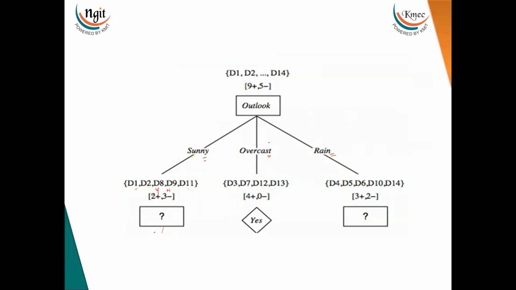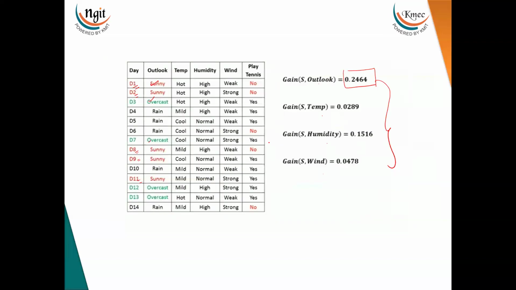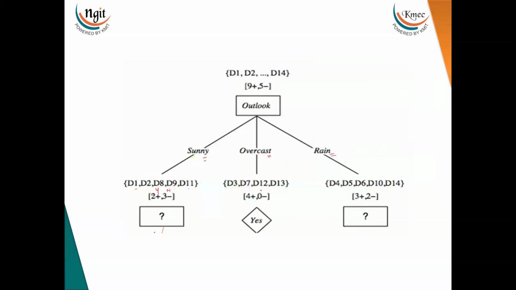Then coming to the overcast, look at this table. Overcast we have D3, D7, D12, D13. The same thing I have written here. In this we have 4 plus 0 minus. That means we have only one outcome, that is yes. So it has reached the leaf node. It has reached a decision node: when outlook is equal to overcast, the outcome is yes. So we need not split this particular attribute further.